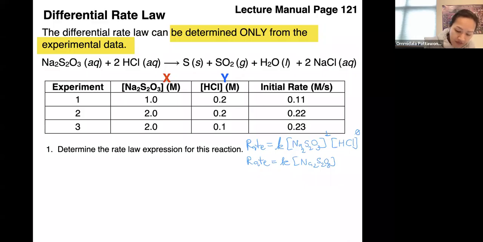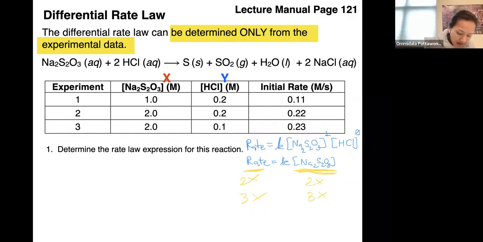So in this case, if you change the concentration of sodium thiosulfate, it's going to directly change the rate. For example, if you double this, the rate is also going to double. If you triple this, the rate is also going to triple. That's what it tells us.